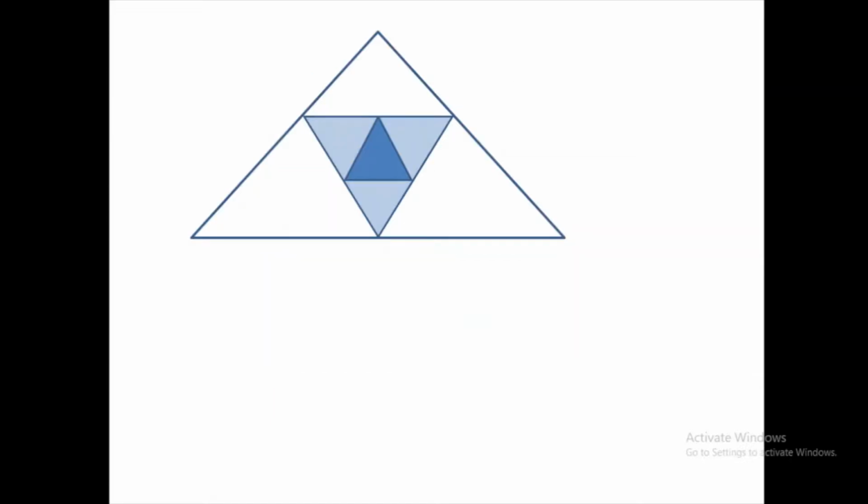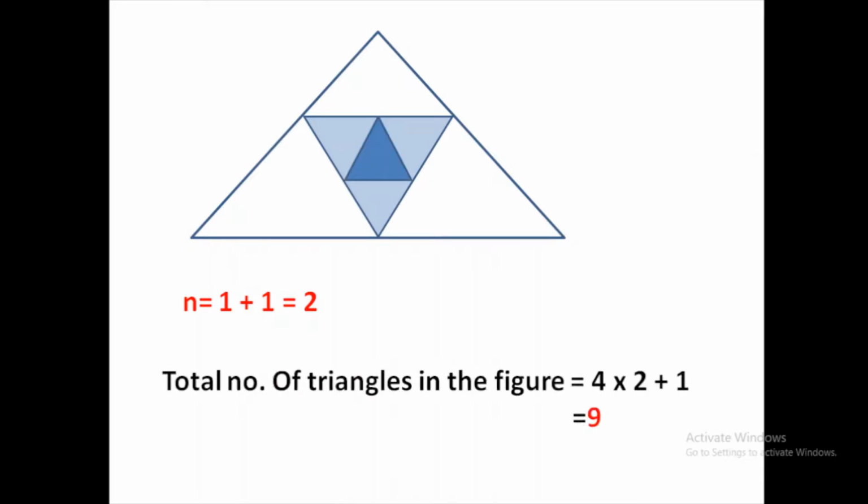Let's look at a similar type of figure again. In this case, how many embedded triangles do we have? It's 2. This is the first one and this is the second one. So according to the formula, the total number of triangles in this particular figure is 9. Since 4n plus 1, here the value of n is 2. So 4 into 2 plus 1, 9.